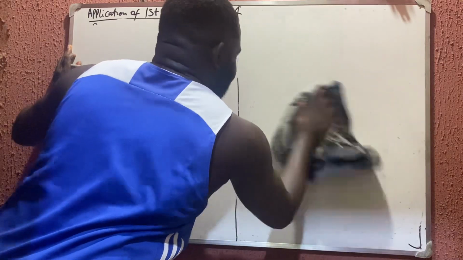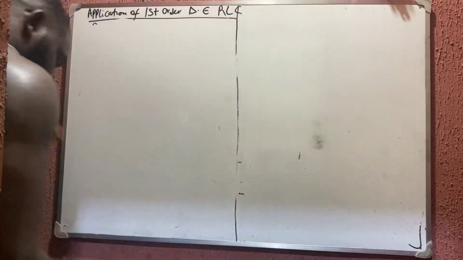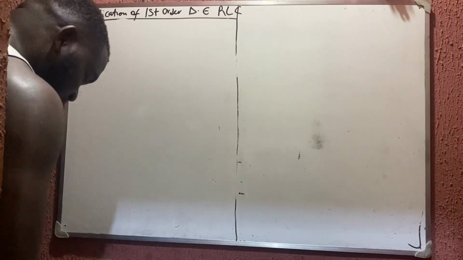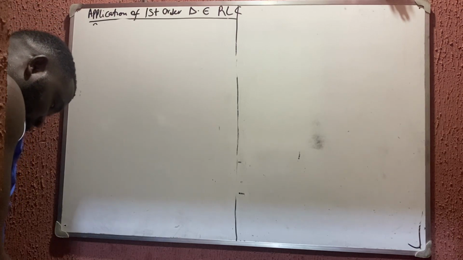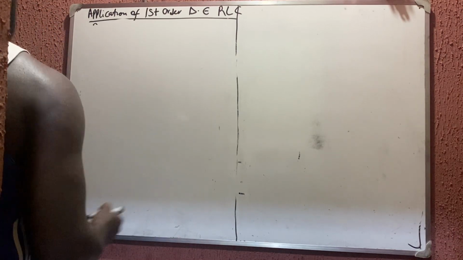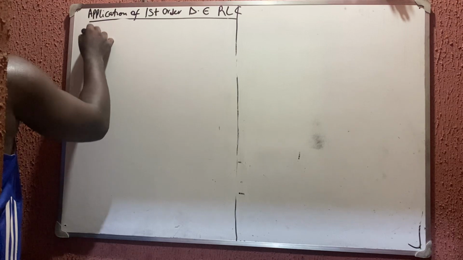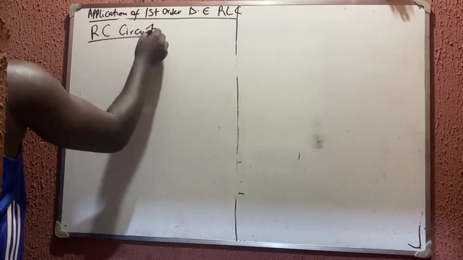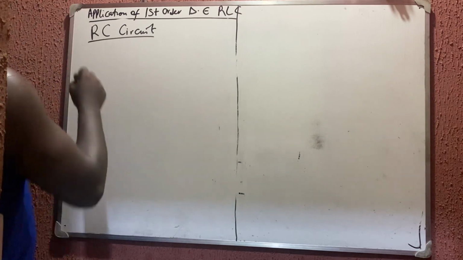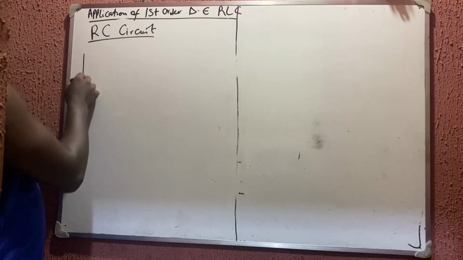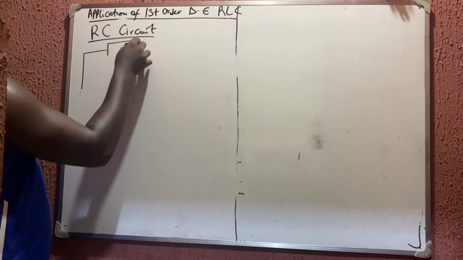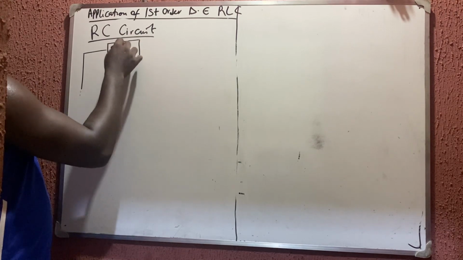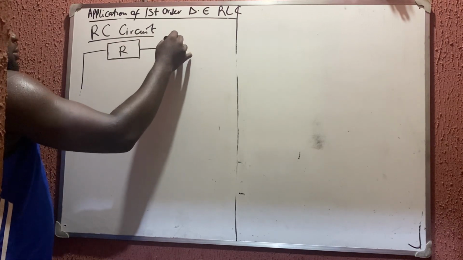very, very simple. Right? We're going to solve questions to help you understand it. So the next thing we're going to talk about is a circuit that has a resistor and a capacitor. Okay, resistor capacitor circuit. Now I have that this is my resistor R, and then my capacitor is like this.